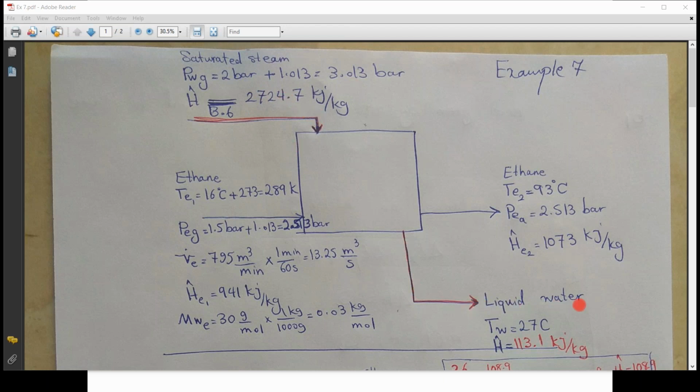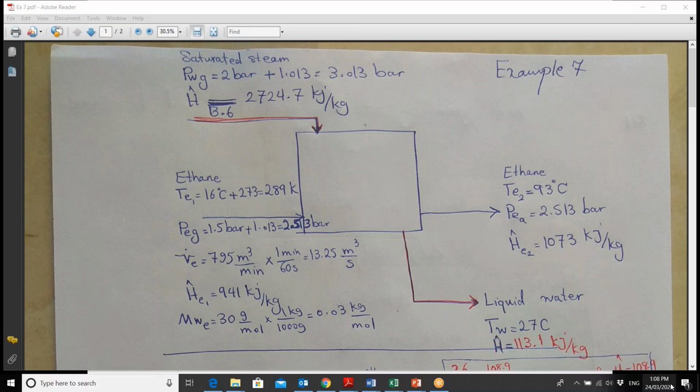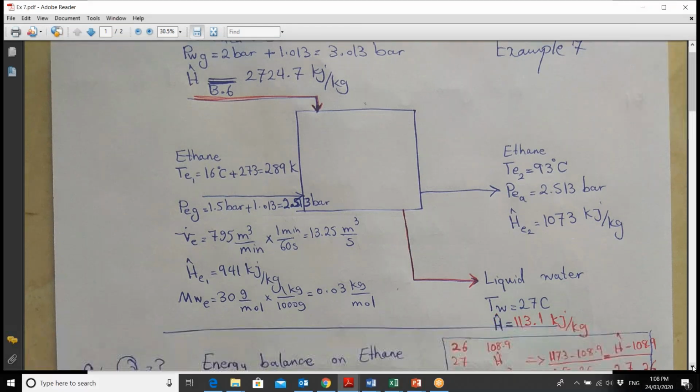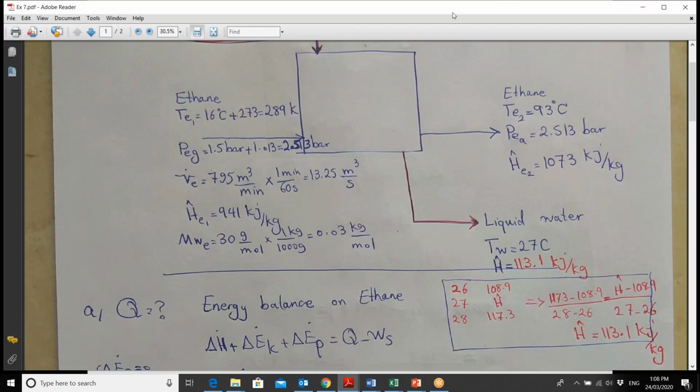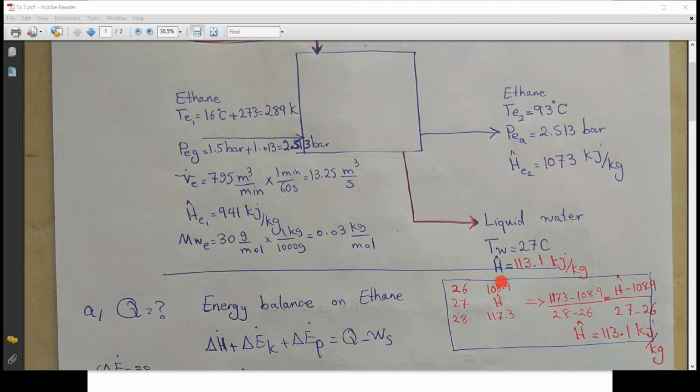And this saturated steam leaves the heat exchanger in liquid water form at this temperature, right? At this temperature, 27 degrees. This specific enthalpy, I read it from the table. However, because the exact value was not available in the table, I interpolated. I had the value of the specific enthalpy at 26. I had the value at 28. So I interpolated at 27.